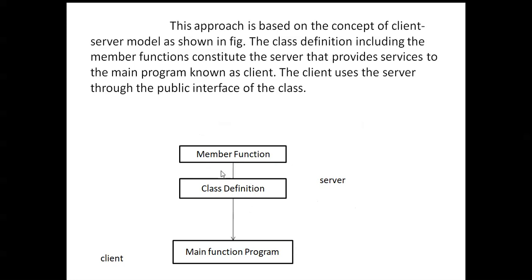Next, what is the class? A class is nothing but it bounds data and member functions. When the class is over, you must use a curly brace at the end of that class, and you can mention a semicolon.